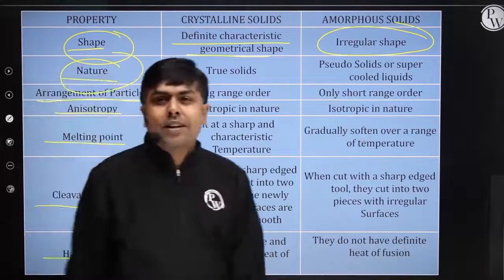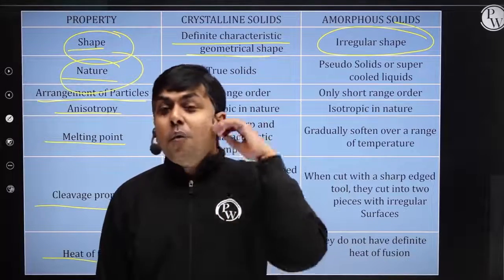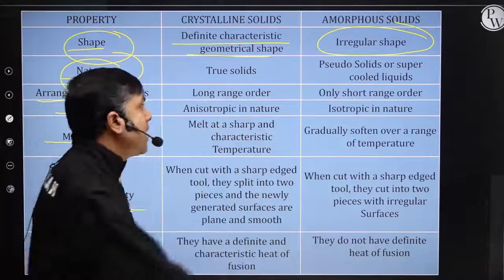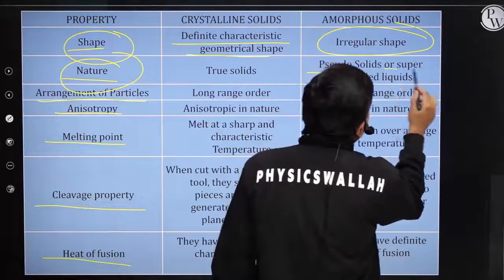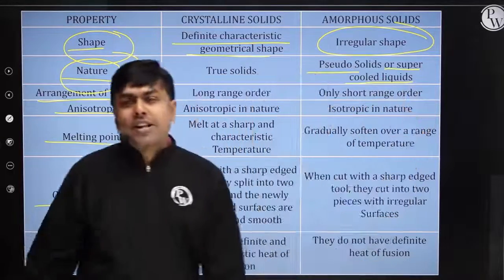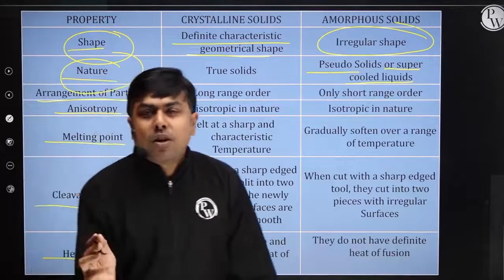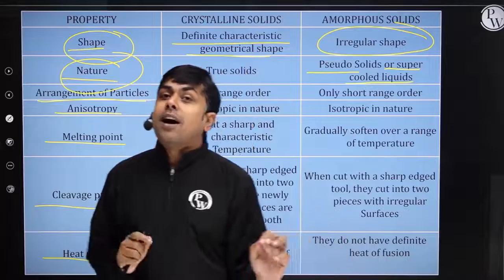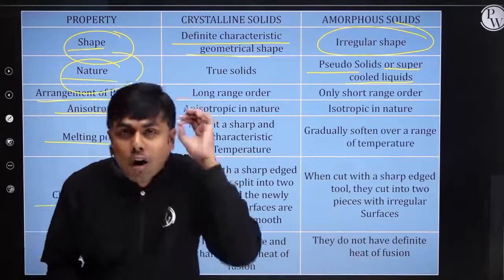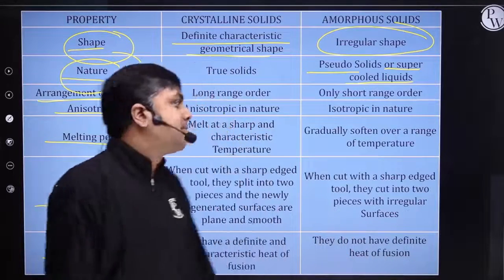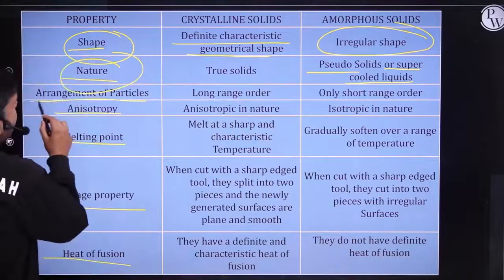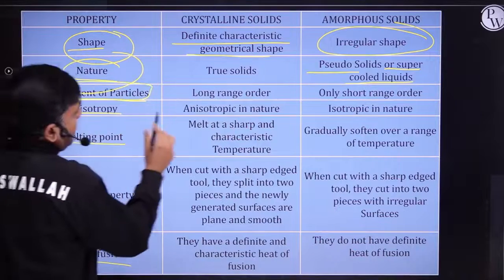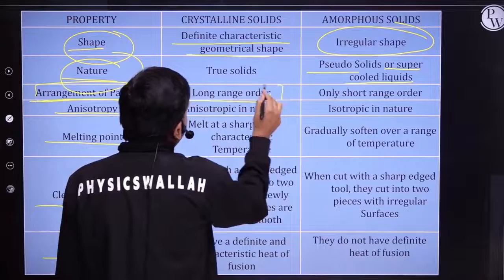Students, crystalline solids are referred to as true solids, whereas amorphous solids are referred to as pseudo solids or supercooled liquids. This is really important. Crystalline solids are the only true solids, whereas amorphous solids are pseudo solids or supercooled liquids. Next one, arrangement of particles. Crystalline solids have long range order.